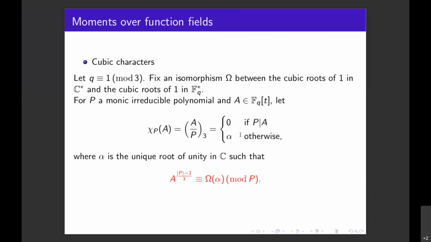polynomial a in Fq[t], then we have that a to the (norm of P minus 1)/3 modulo P is congruent to a cubic root of unity in Fq. Then we look at the preimage of that cubic root of unity in Fq through this map omega, and we get some element alpha. So this is how we define our cubic character: chi_P of a is equal to alpha when P doesn't divide a, and it's 0 if P divides a. This is the cubic residue symbol modulo P, and we extend this multiplicatively.